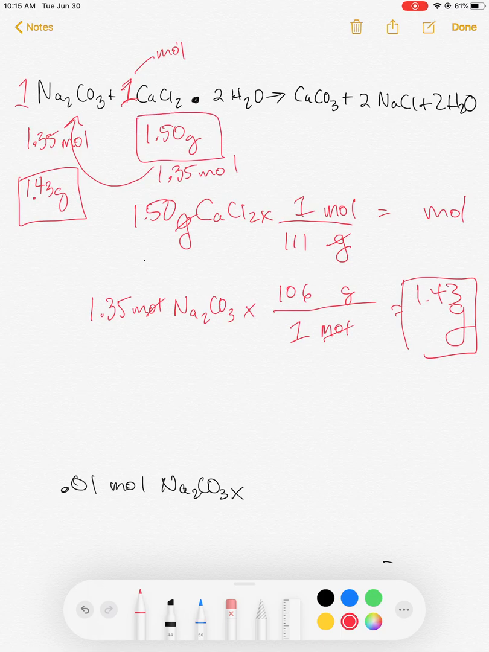Now what that means is that if you take 1.43 grams of the sodium carbonate and 1.50 grams of the calcium chloride, they will completely react to form as much of the product as possible. I did make a mistake right there. That's not 111. That should be 273. Sorry about that.